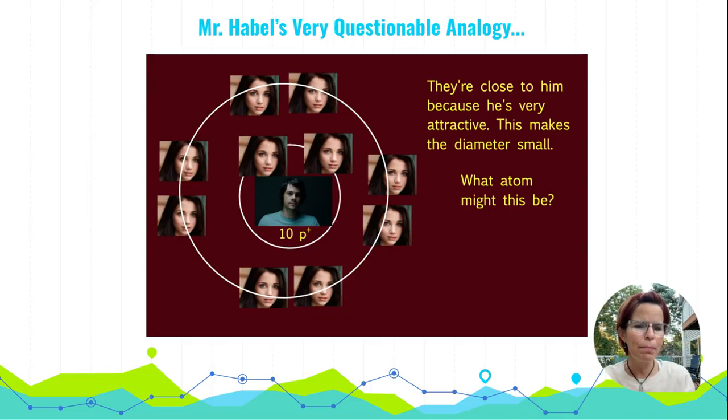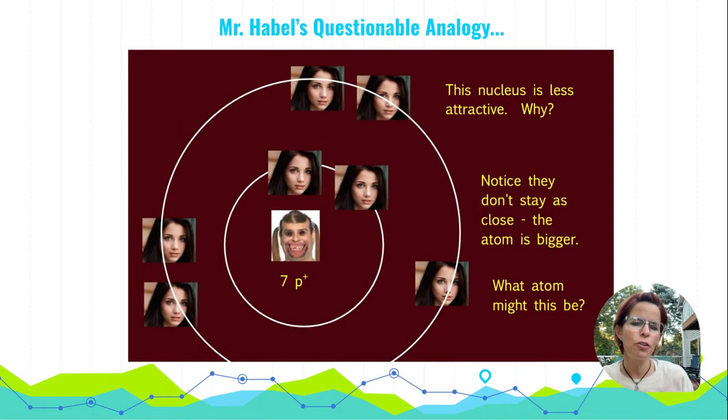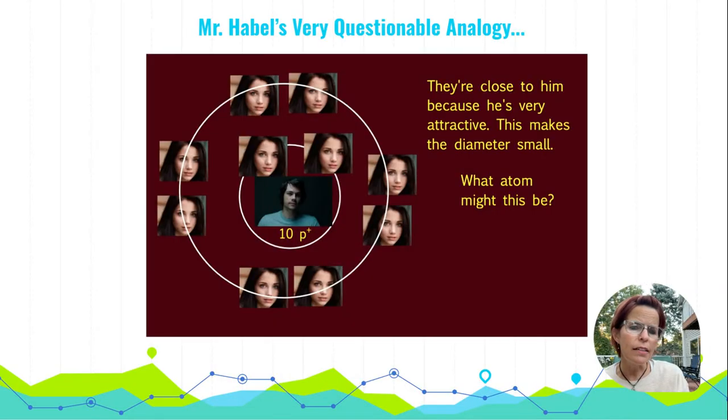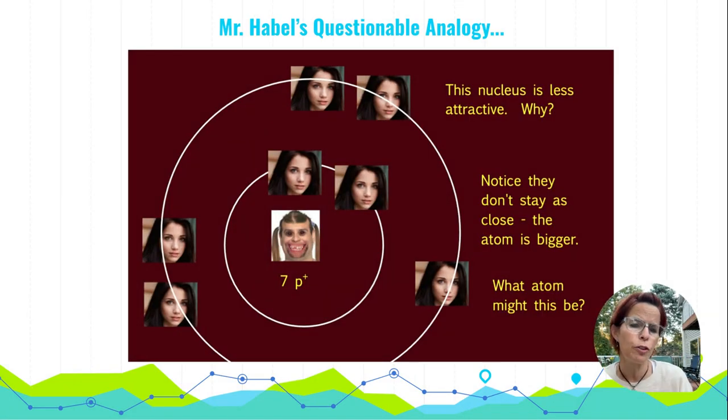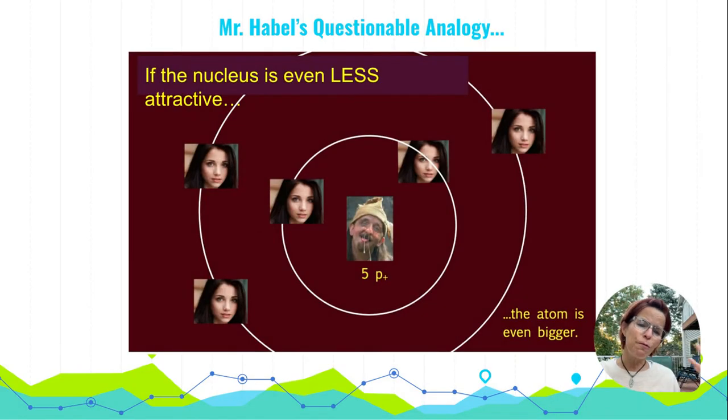Now let's see what happens if we have a less attractive nucleus. So take a look at this silly Haebel analogy. It always cracks us up. So this time it only has 7 protons. It's a little less attractive. And if I compare the two, let me go back to the first one. The electrons are closer to the nucleus in this case, and they're starting to get a little further away. They're not as attracted to that nucleus because it only has 7 protons instead of 10 protons. If we move further out and have a less attractive nucleus, then we only have 5 protons this time. Disgusting picture, I might add, and the electrons are further away.